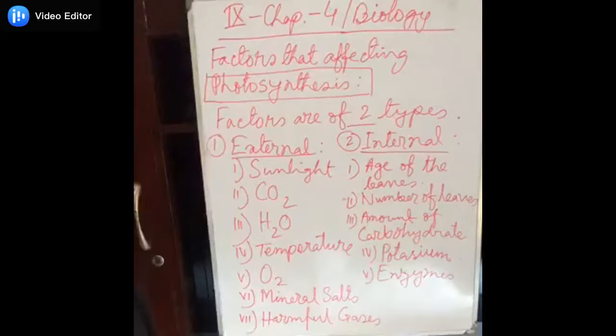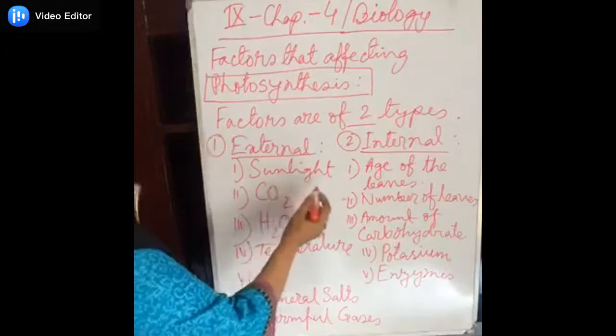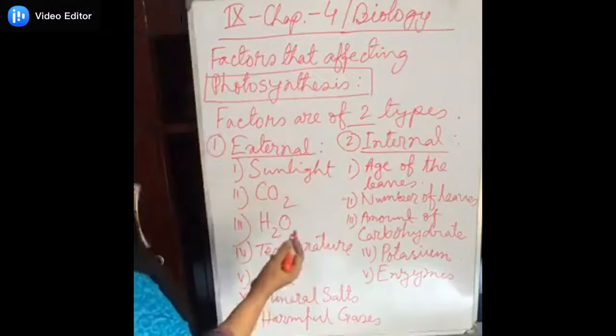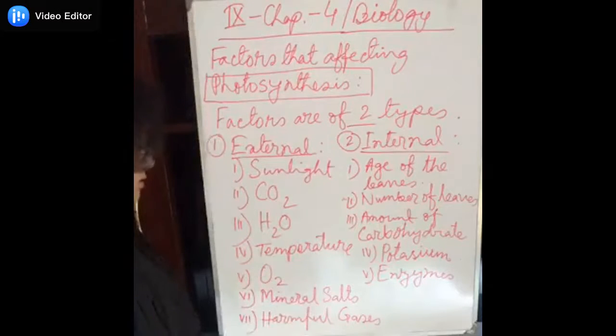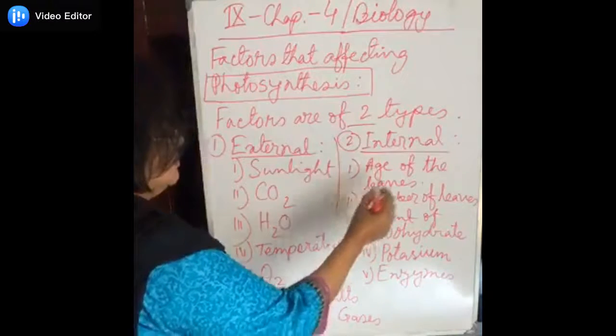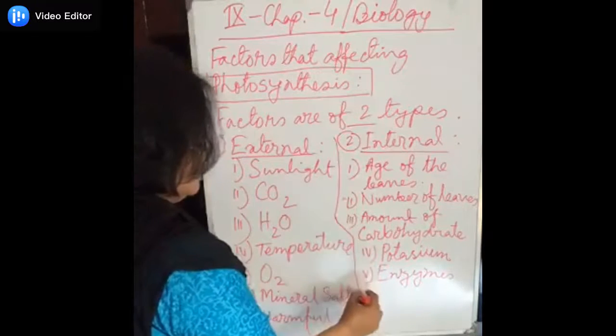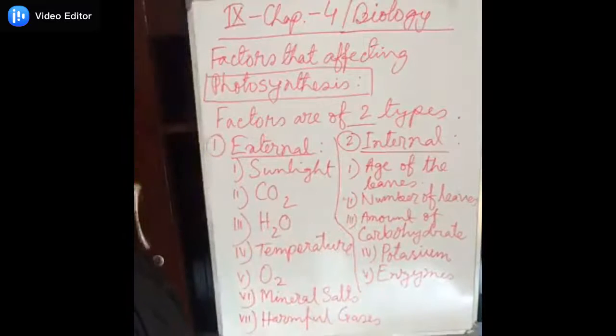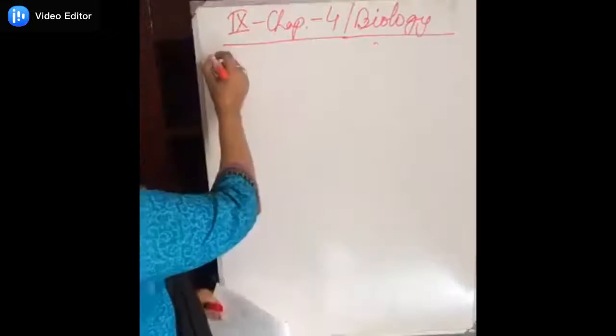Factors affecting photosynthesis are of two types: external and internal. The external factors are light (sunlight), carbon dioxide, water, temperature, oxygen, mineral salts, and harmful gases in the air. The internal ones are the age of leaves, number of leaves, amount of carbohydrate, potassium, and the enzymes.